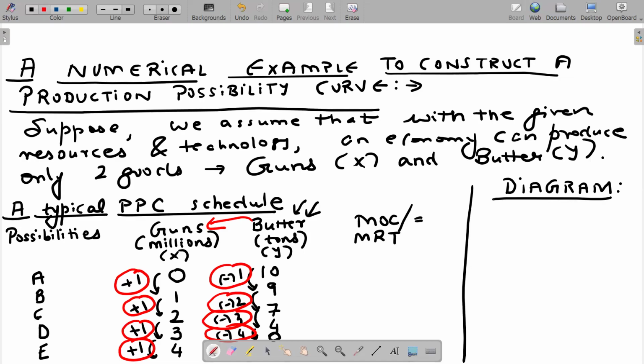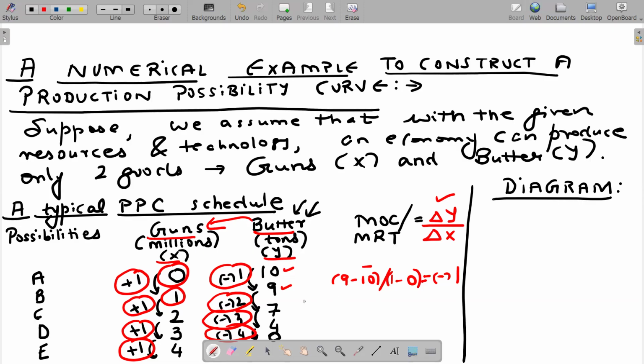Now, the MOC or MRT formula is change in the good sacrificed. What am I sacrificing? Butter. Butter is good Y. Over change in the good gained. What is the good gained? Guns, good X. Obviously for the first one, I can't find MOC or MRT because this is the first production possibility. For the second one, how do I calculate change in Y? 9 minus 10 divided over 1 minus 0. This is how I find change in Y over change in X. Now 9 minus 10 over 1 minus 0 comes out as minus 1.